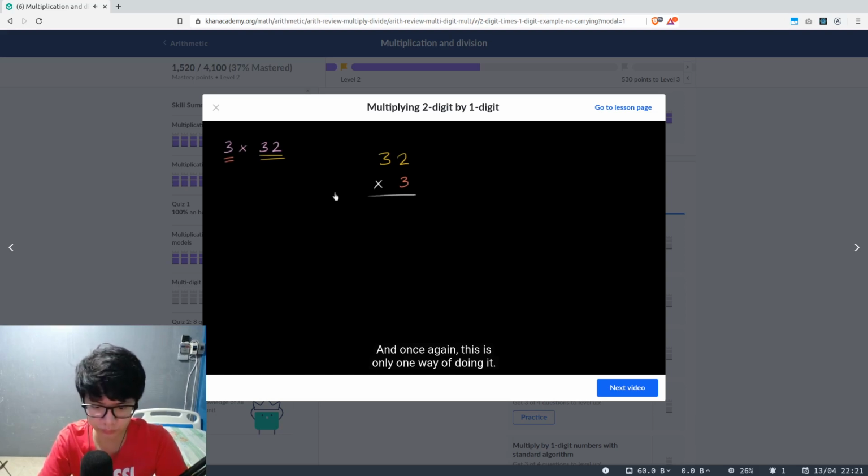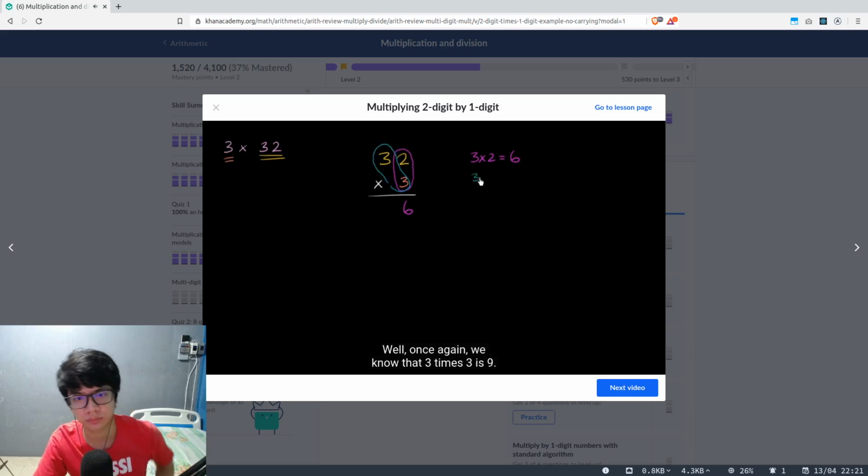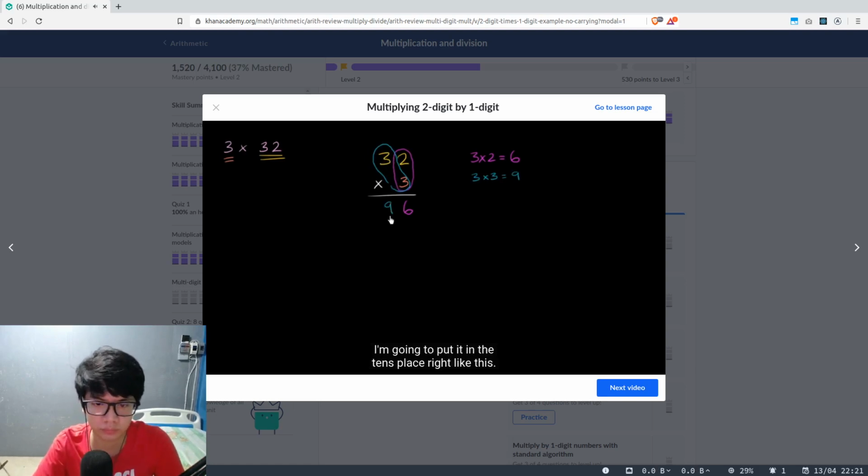Now let's try to compute it. Once again, this is only one way of doing it. There's many ways of doing it, and I want you to think about why this works. We'll start with this 3 down here, and we're going to multiply it times each of the digits in 32. So we'll start with 3 times 2. Well, 3 times 2 from our multiplication tables, and you can figure it out even if you didn't know your multiplication tables, is 6. So 3 times 2, I'll write 6 right over here in the ones place. Now, we're going to figure out what 3 times 3 is. Well, once again, we know that 3 times 3 is 9. And since I'm multiplying times the tens place right over here, I'm going to put it in the tens place right like this. So we're done.